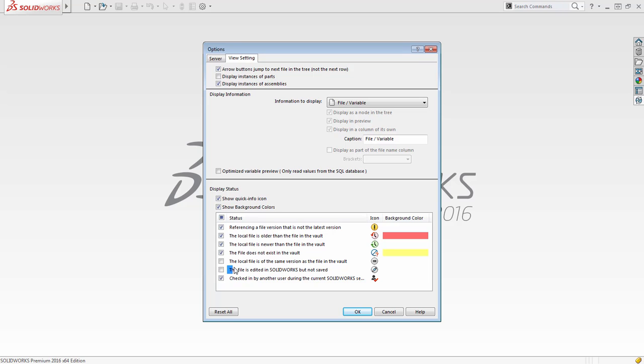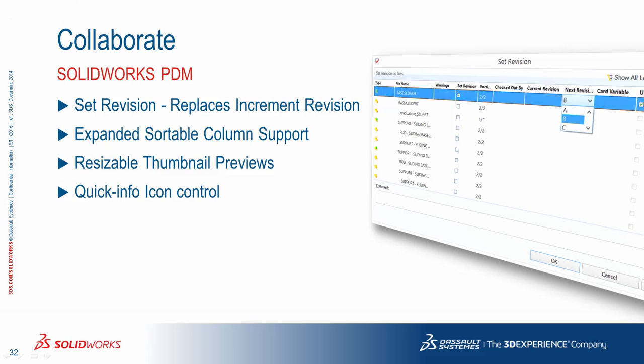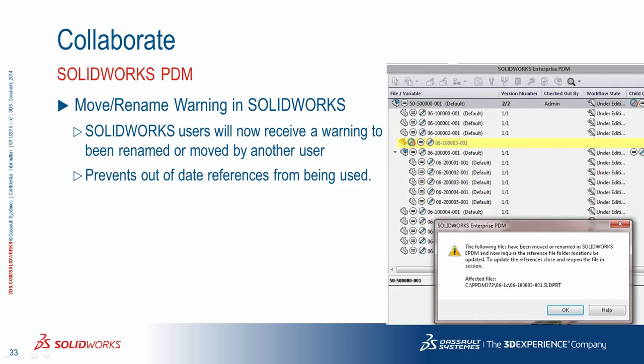In SOLIDWORKS 2015, if you had an assembly in the local cache or open in SOLIDWORKS and someone else renamed or moved a file, the user had to manually check the PDM task pane to see if there are any of these warnings identified with the quick info icon. If you weren't looking out for this, you wouldn't know that the file was renamed and would be opening the locally cached file. In 2016, the SOLIDWORKS PDM add-in warns you if another user moves or renames a file, preventing out-of-date references from being used.